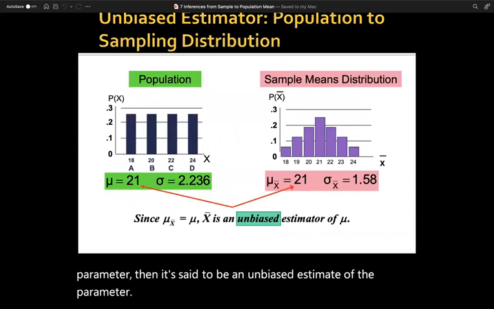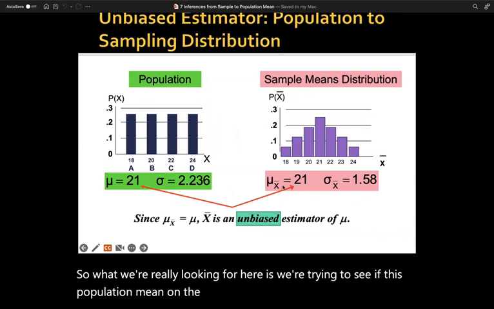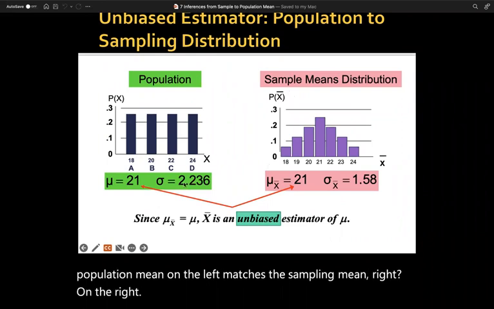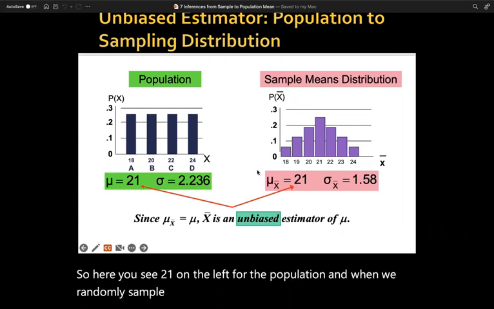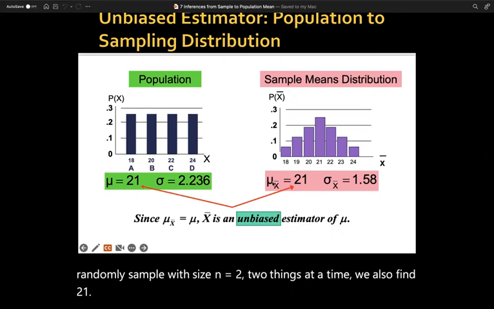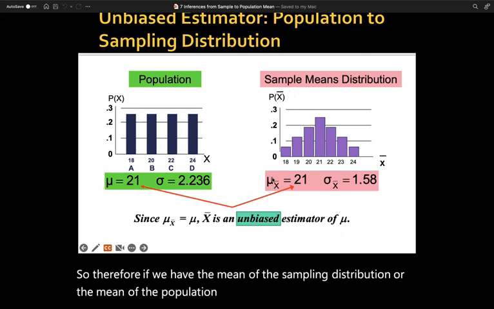So what we're really looking for here is we're trying to see if this population mean on the left matches the sampling mean, right? On the right. So here you see 21 on the left for the population. And when we randomly sample with size n equals 2 at a time, we also find 21. So therefore, the mean of the sampling distribution and the mean of the population are the same value. So it is an unbiased estimator.